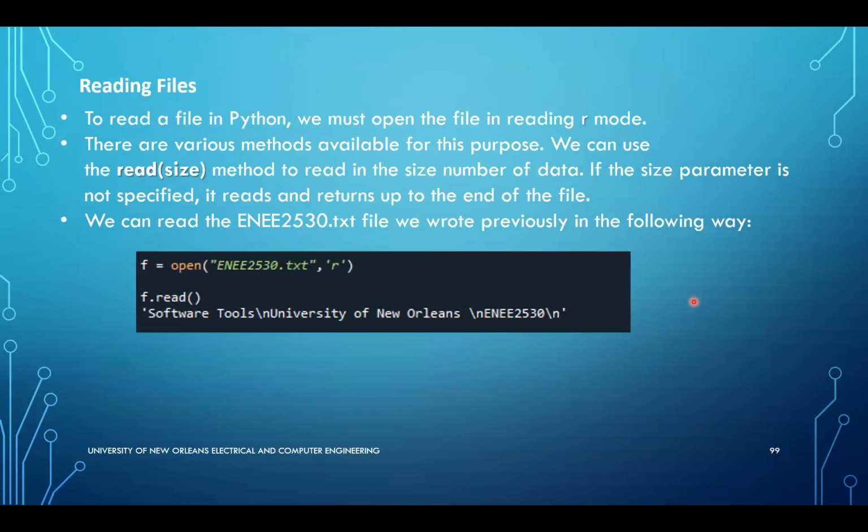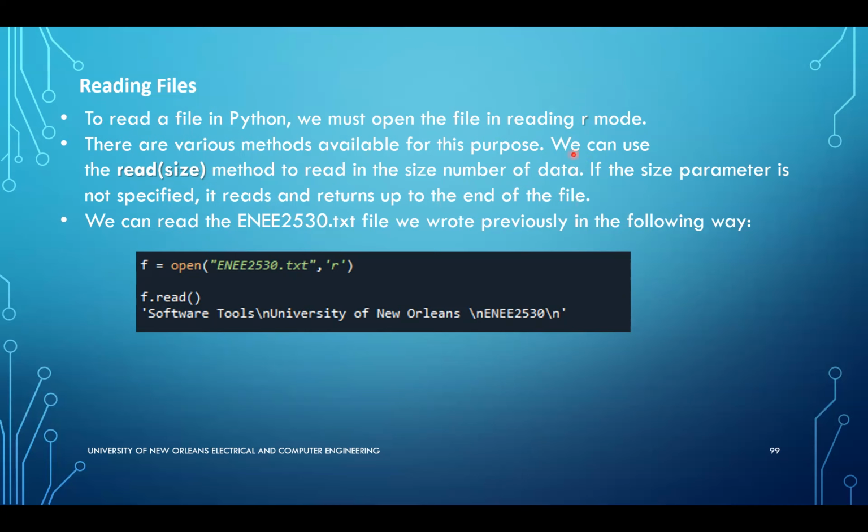Okay. Now to read files in Python, we use the file in reading mode with the lowercase r. There are various methods available that you can use to read the file. We can use the read(size) method to read in the size number of data. If we don't specify the size parameter, it reads and returns up to the end of the file.